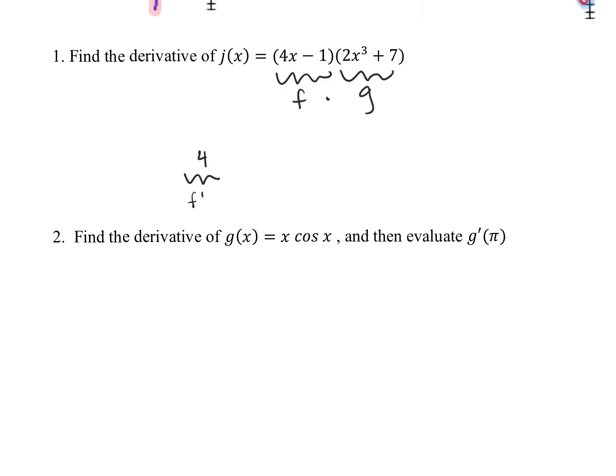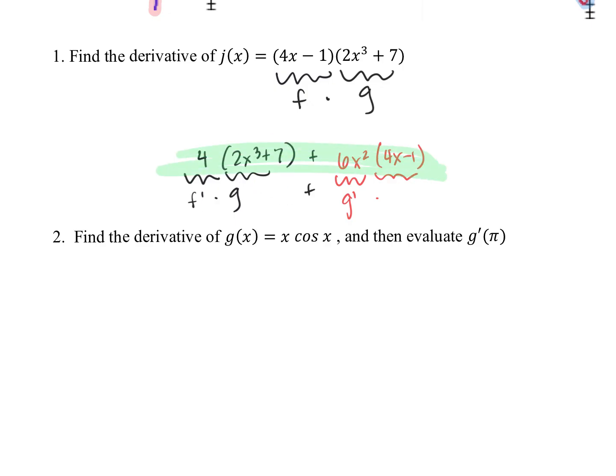4. That's my f prime. Times my g. What was my g, buddy? 6x squared. Oh, careful, careful, careful. Just g. Good call, not g prime. 2x cubed plus 7. Beautiful. You just did f prime g. 6x squared is g prime. We need to multiply that by f. What was f? 4x minus 3. Done. Could we distribute this out? Sure. Do we need to? Nope. So we're going to just call it a day right there.